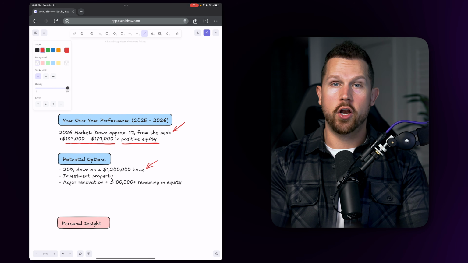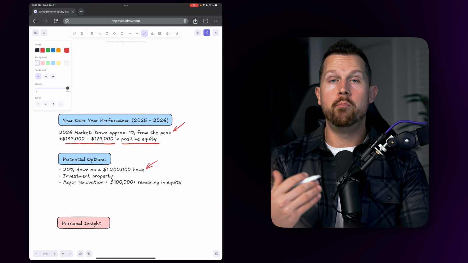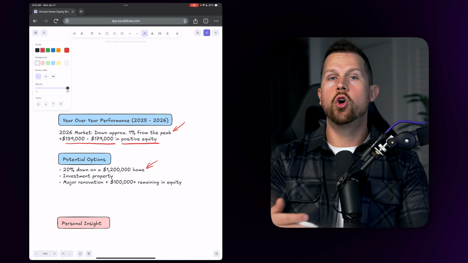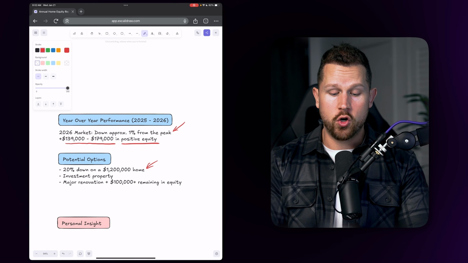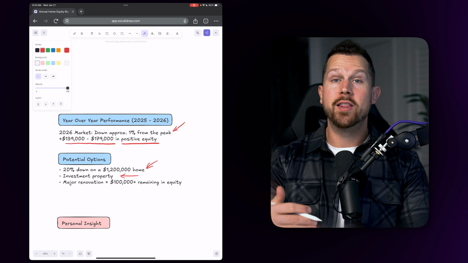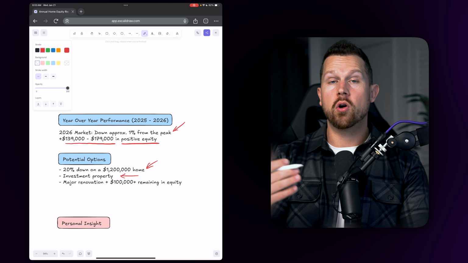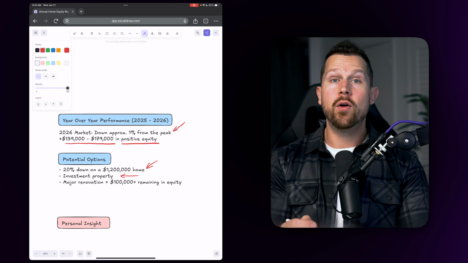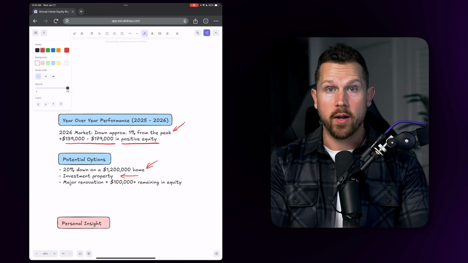Now, typically, they're not going to go from a $500,000 to a $1.2 million property, but that gives them a bit of insight as to what could be done. Also, you could take that equity and buy an investment property. Maybe they want to build long-term wealth. Maybe they've got kids and they want to secure a financial future for the kids. Now you could say, hey, we could take that equity and put it towards an investment property.